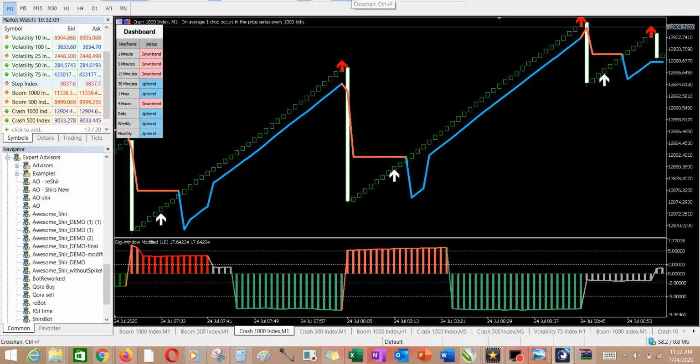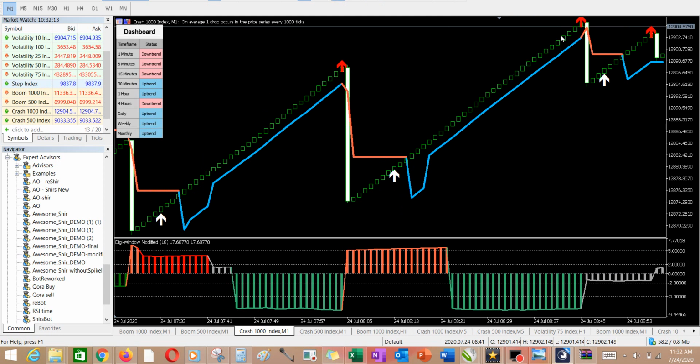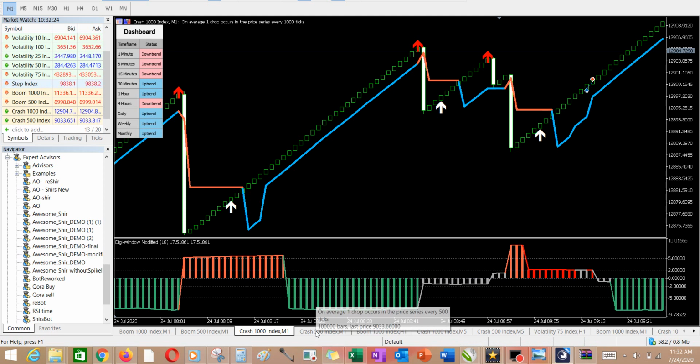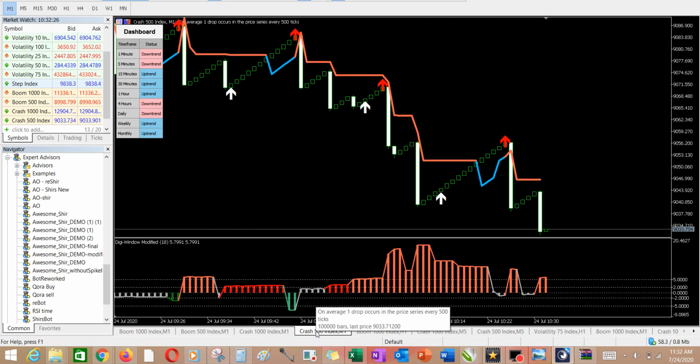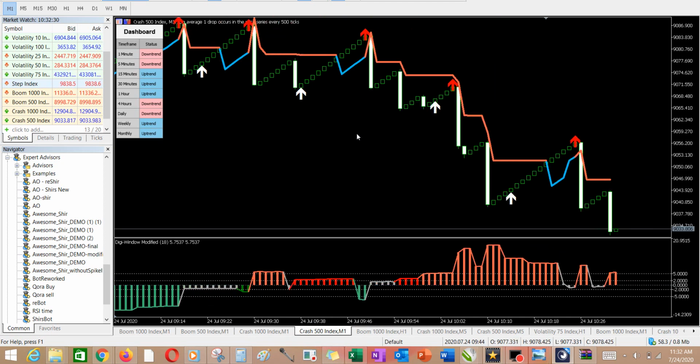But check it out here. You will still have another opportunity here to earn so much from this platform. So for those that have been in the market in the morning, I believe they will have earned a lot from this platform using this crusher indicator. So let's check Crash 500. Crash 500 is presently on downtrend.